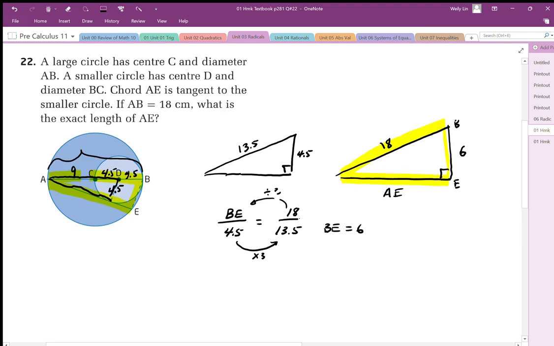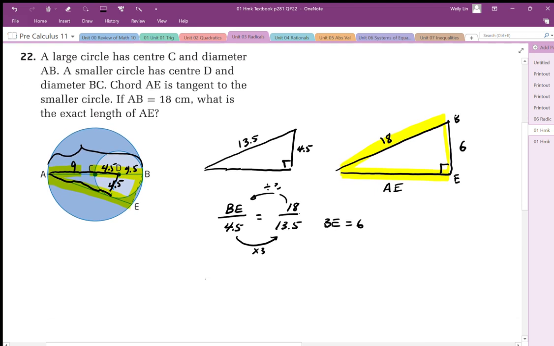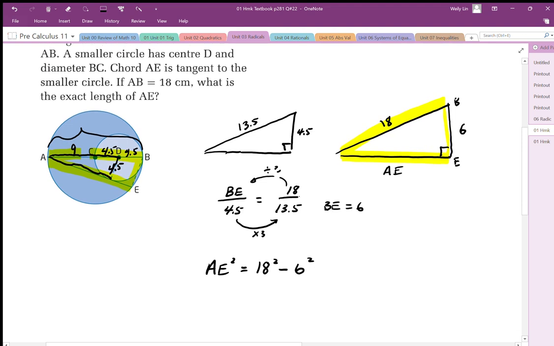Once I get that, now I can just apply Pythagoras to this problem to solve for the length of A to E. I know that AE squared is equal to 18 squared minus the shorter side squared. So AE squared is equal to 324 minus 36. AE squared is 288.